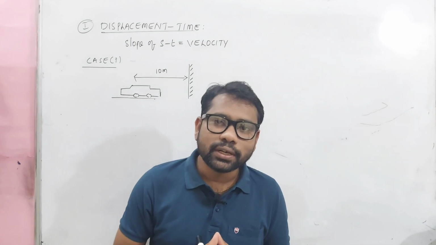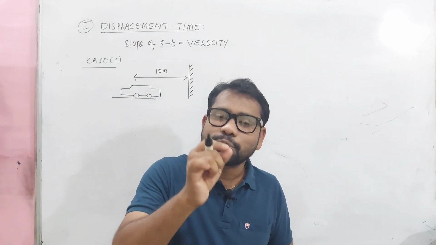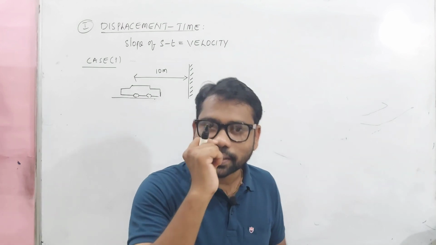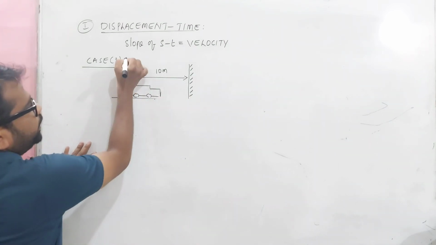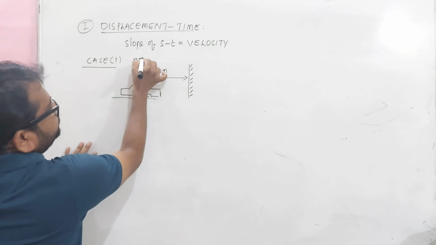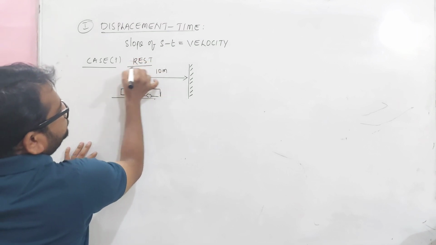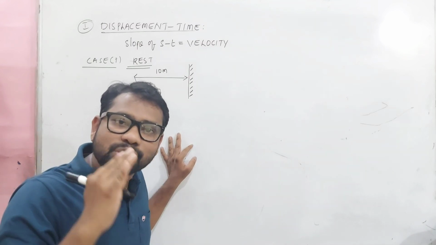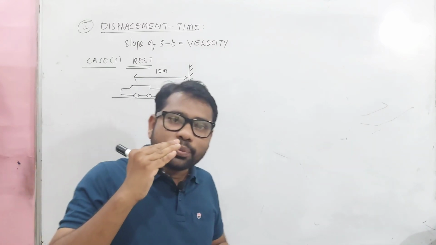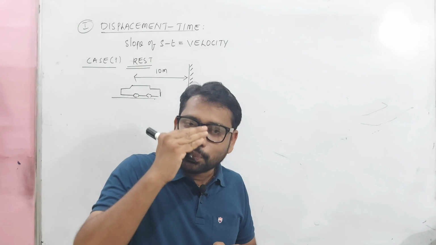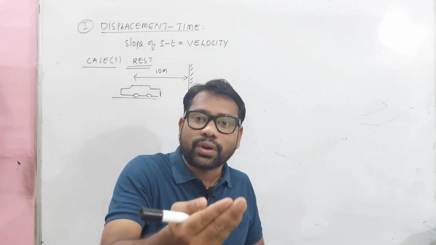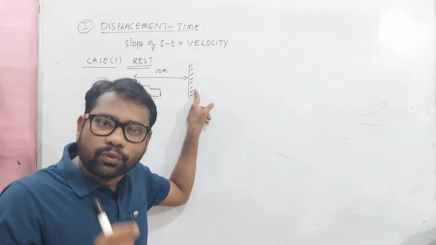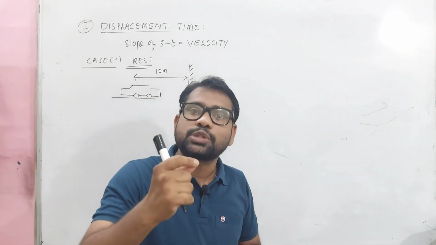Which means what, children? The car is not changing its position. Which means, obviously, the car is at rest. So, this is a case where the object is at rest. Which means what? As time is passing, there is no change in the displacement. The object is not changing its position with respect to the surroundings. Here, we will take the wall as a reference point. With respect to the wall, dear children, the car is not changing its position.